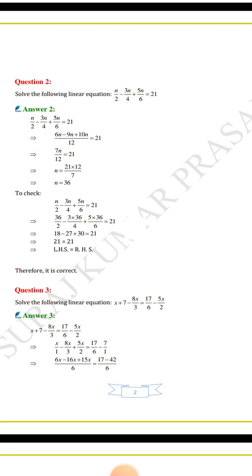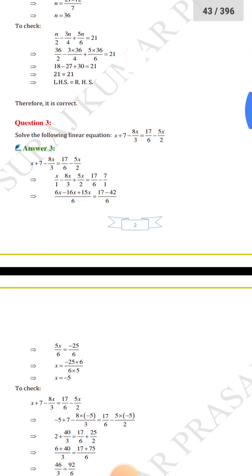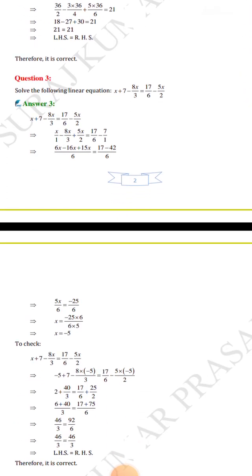Solve the following linear equations: x plus 7 minus 8x by 3 equals 17 by 6 minus 5x by 2. Then we get x by 1 minus 8x by 3 plus 5x by 2 equals 17 by 6 minus 7 by 1.